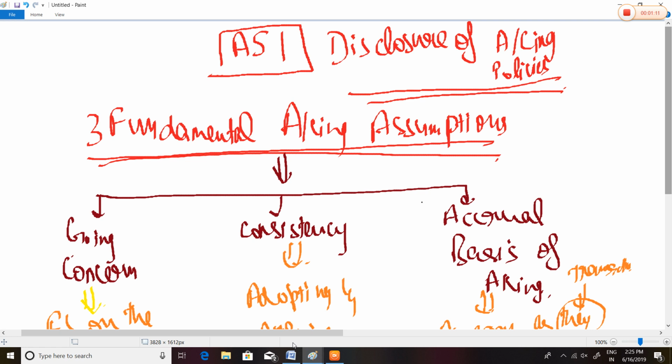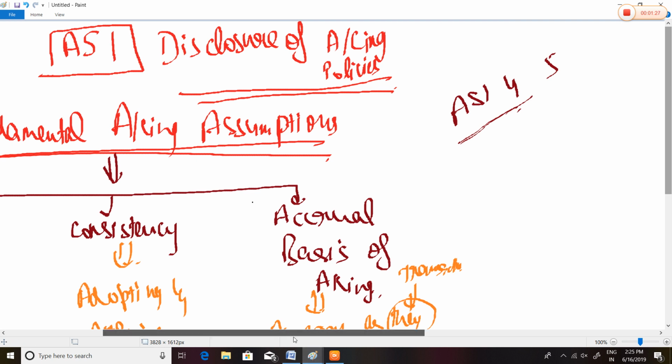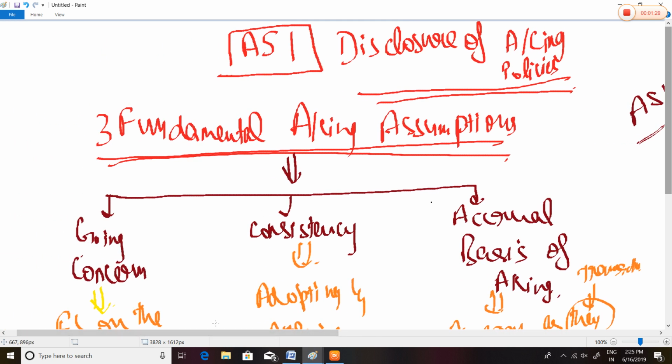Now let's start with the first accounting standard. Today I'll be completing AS1, AS4 and AS5. This is applicable for Group 1 accounting of both old and new course.